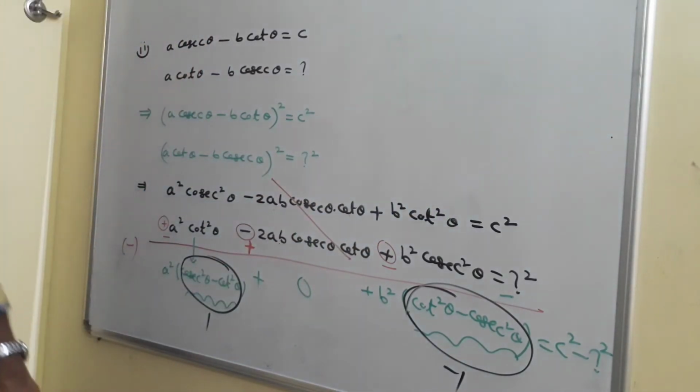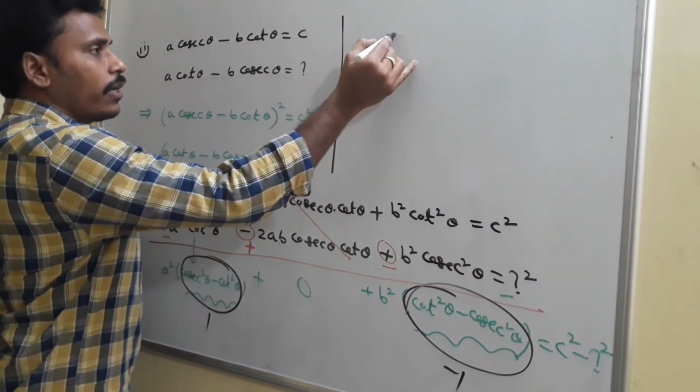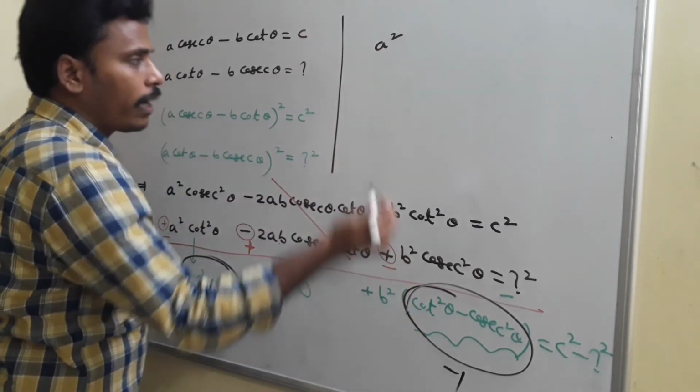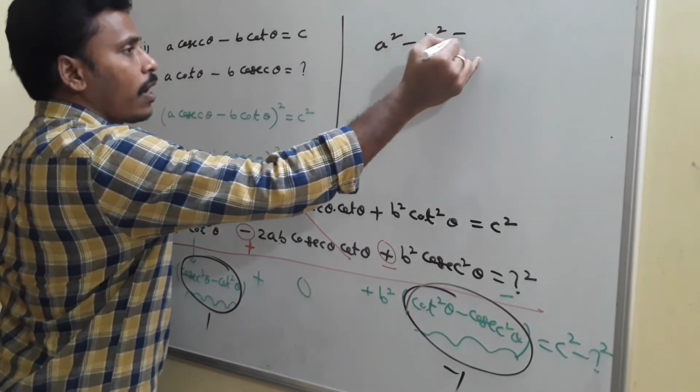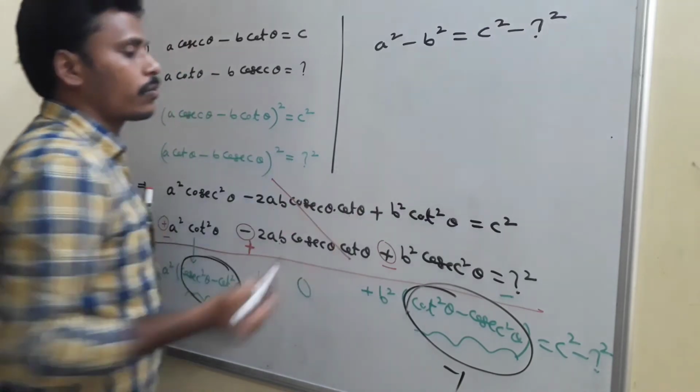Just this: a square into 1 is just a square, and b square into minus 1 is minus b square. And on that side, this equals c square minus question mark square.